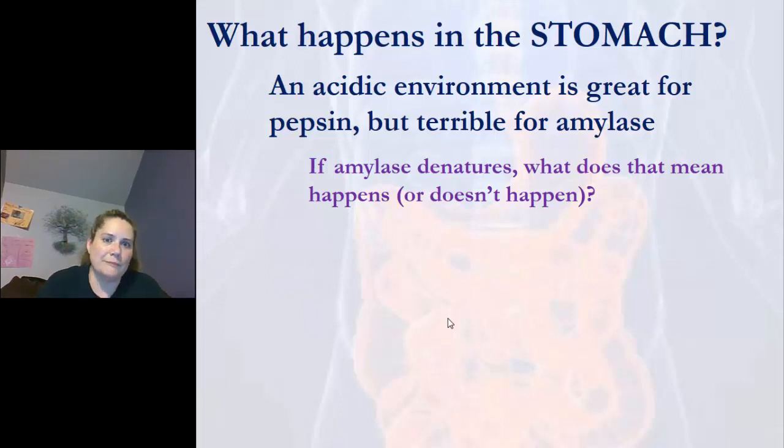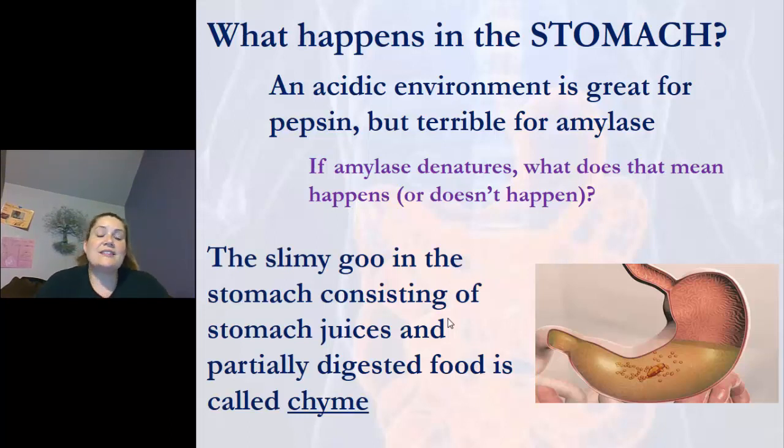All right, the slimy goo that's in the stomach, consisting of the stomach juices and that partially digested food, is called chyme. Chyme, like challah bread, it's chyme. So chyme is that stuff. So we went from the bolus of food, dropped down into the stomach where we've got these juices. The juices and the bolus of food slosh around for a while, and that's our chyme.